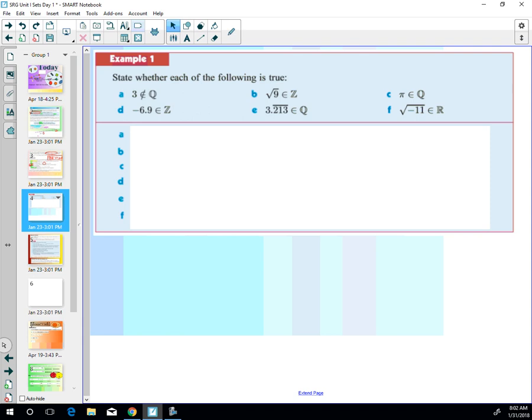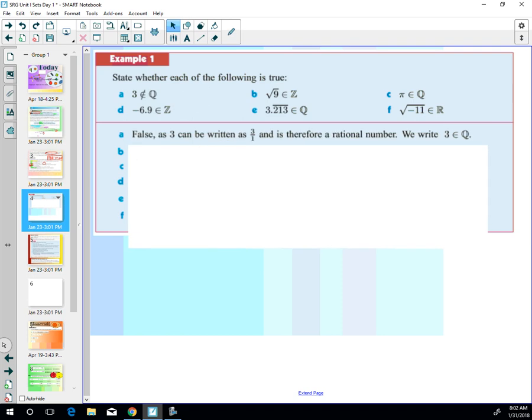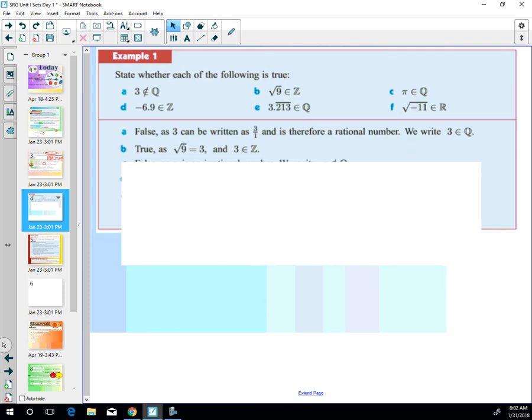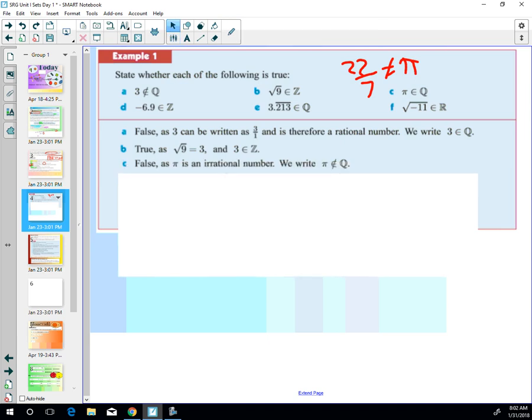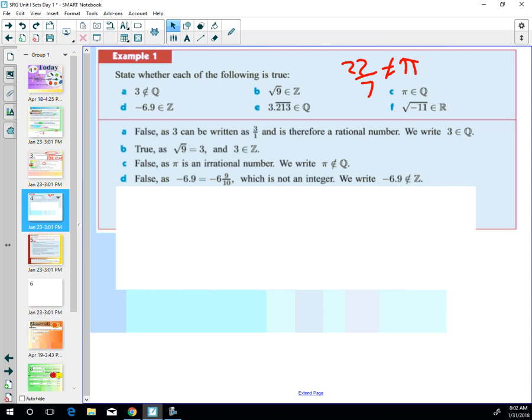3 is not an element of Q. That would be false because you can write it as 3 over 1. That's a rational number. Q is a ratio of integers. B, the square root of 9 is 3. That is an element of the integers, so that would be true. Pi cannot be written as a ratio. 22/7 that you've maybe seen, that's not what pi is. It's an estimate, but it's not what pi is equal to, so it's not a rational. Negative 6.9 is not an element of the integers. It's got to be negative 6 or negative 7.